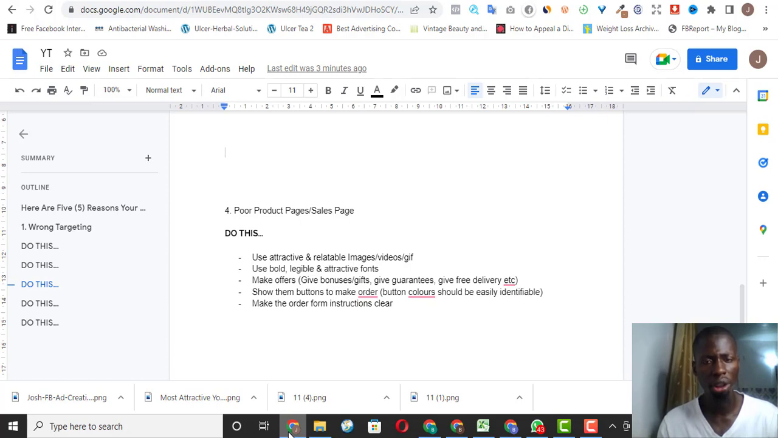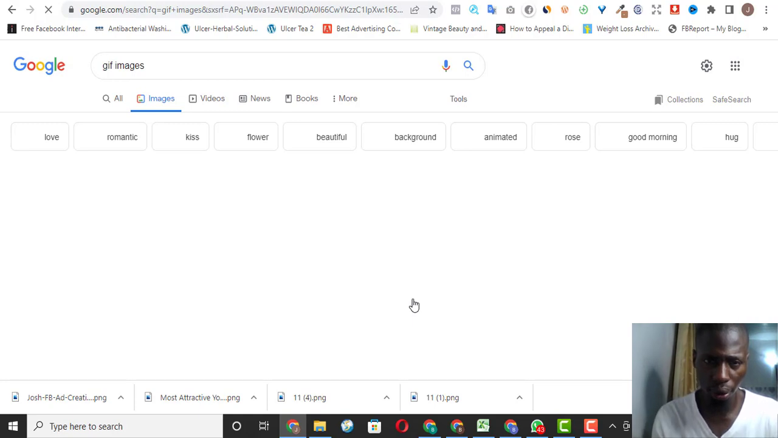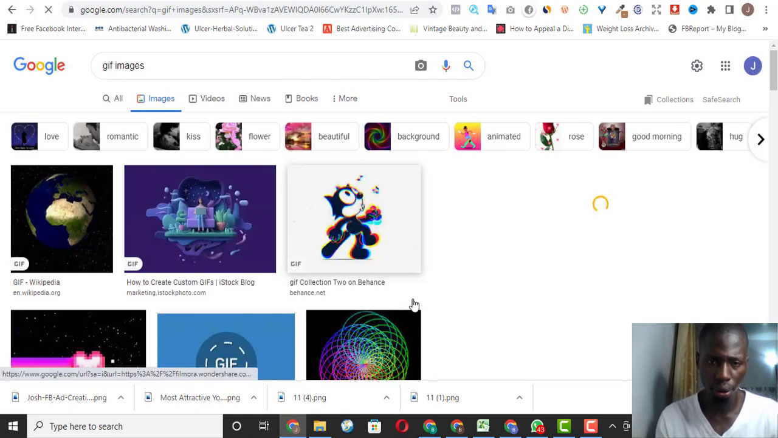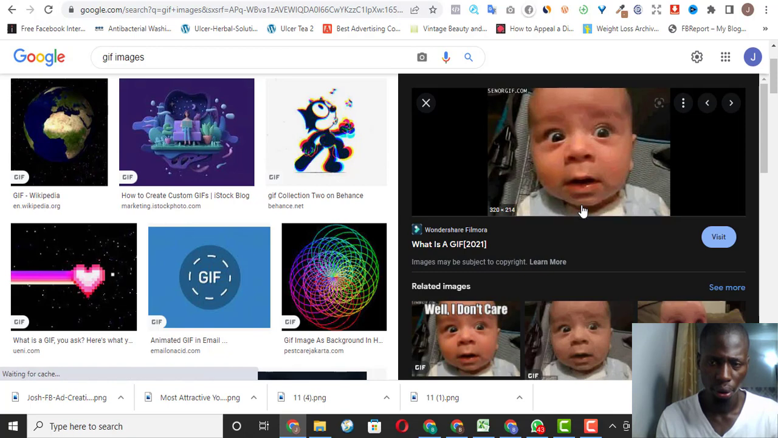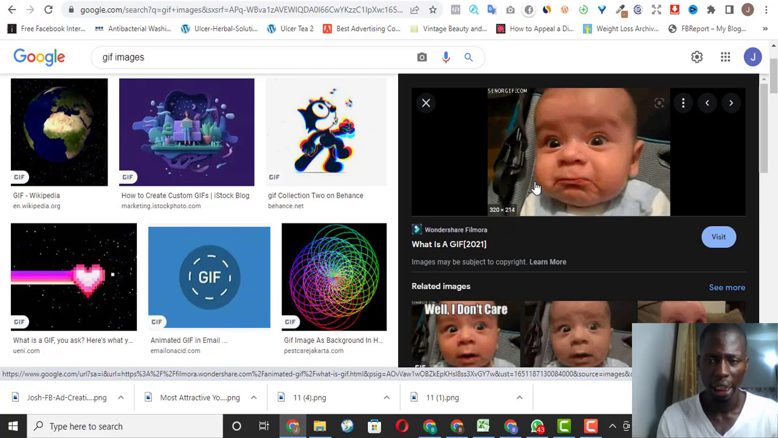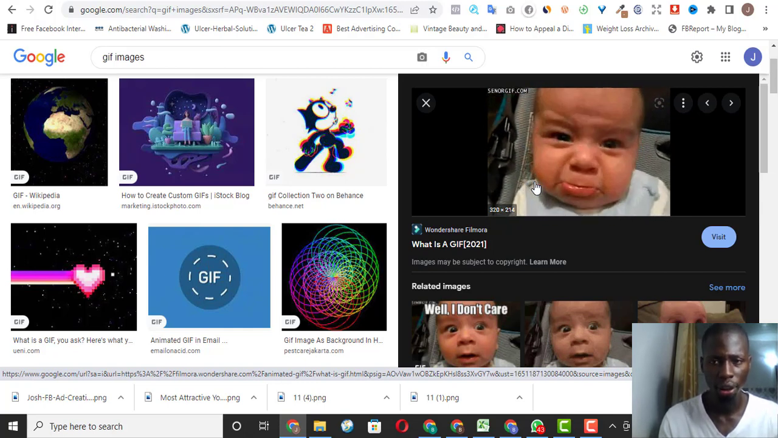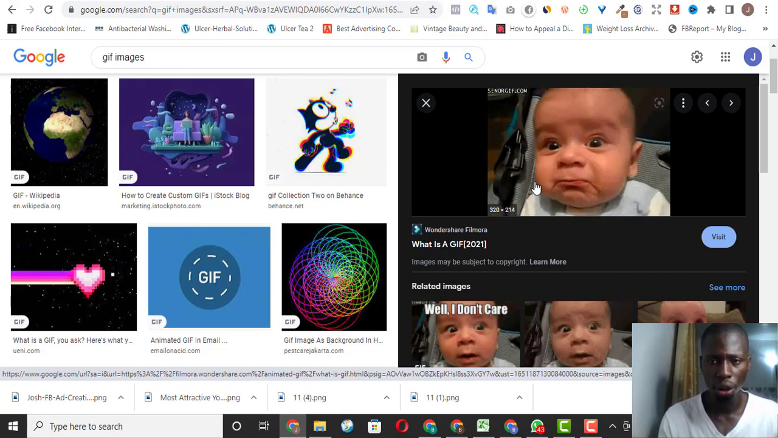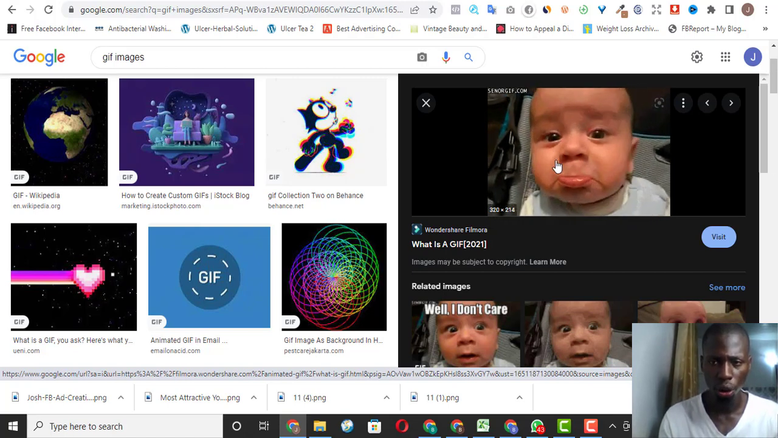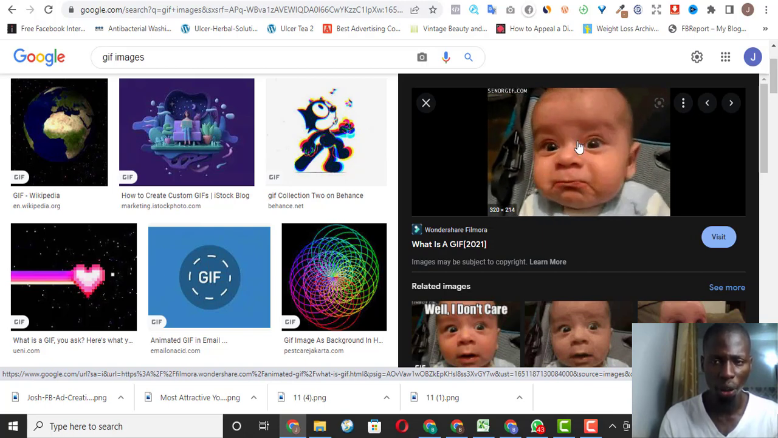And GIF images are images that actually show action. Now let me just show you how GIF images look like. Now this is how GIF images actually look like. Just short actions that are edited for a certain purpose. So you can see this is just a short action. You can see it's continuous. It's the same action that is being repeated over and over again.